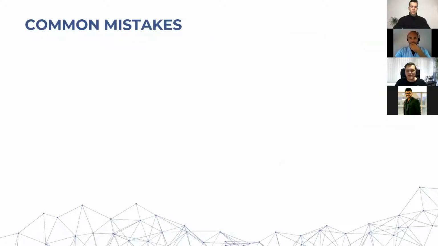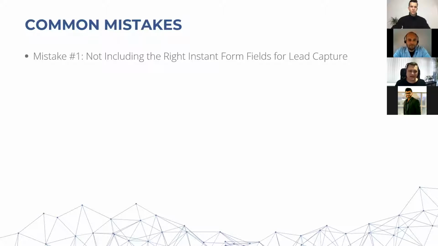And there are some common mistakes that you might know from Espresso, and they have a very good blog about what to do and what not to do, and how to solve things on Facebook. And they have identified several mistakes. So mistake number one, and it's not so important for automation, but it is interesting because of the form fields. Not including the right instant form fields to capture leads, so that you don't have the right information that you ask your prospects for, is one mistake.